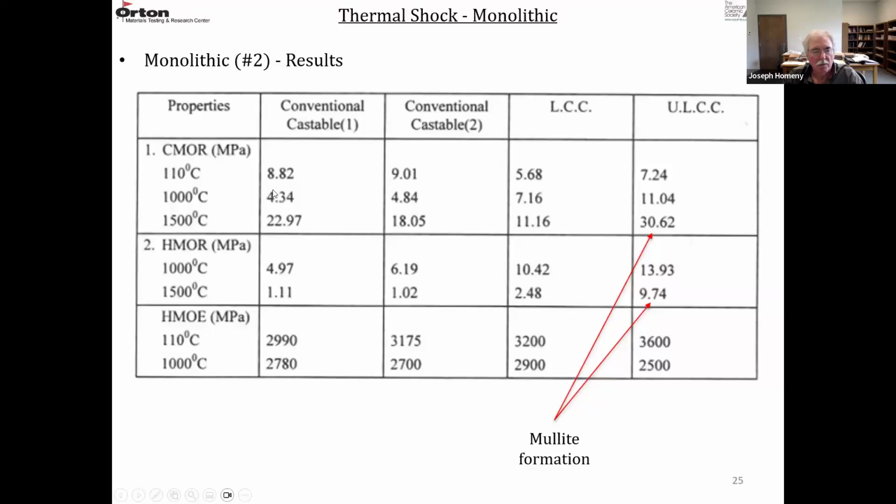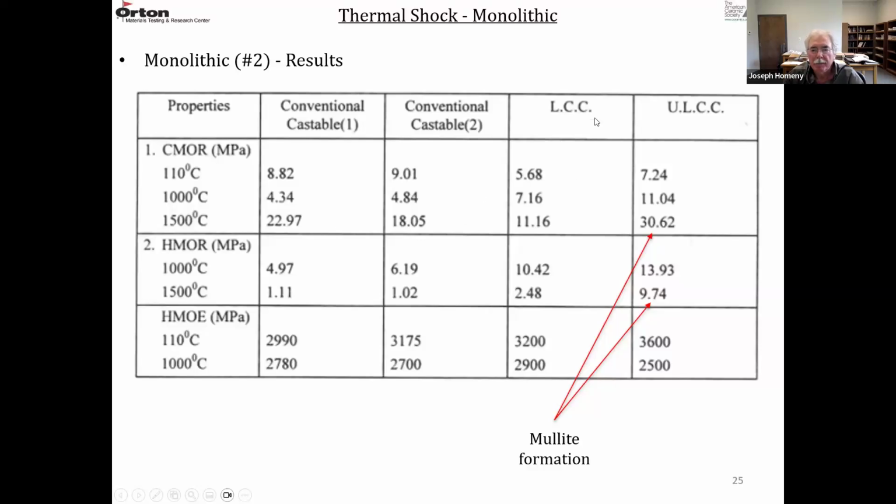A couple of things to point out. The conventional castables start at about 9 megapascals. At 1,000 degrees C, the hydraulic bonds from the cement are destroyed. The porosity increases. It's a weak material. So the strength falls off to about half its value. And then as you go up higher in temperature, the material starts to sinter and the strength starts to increase.